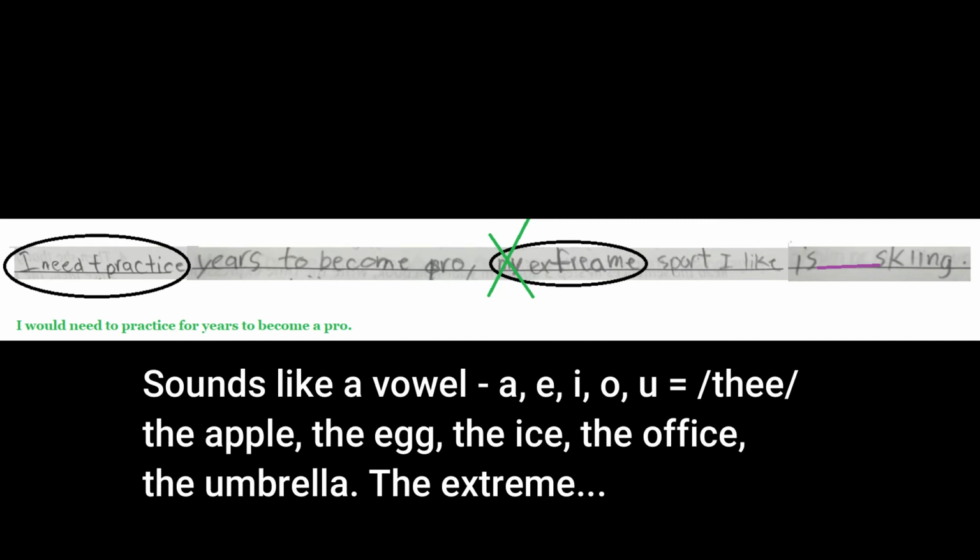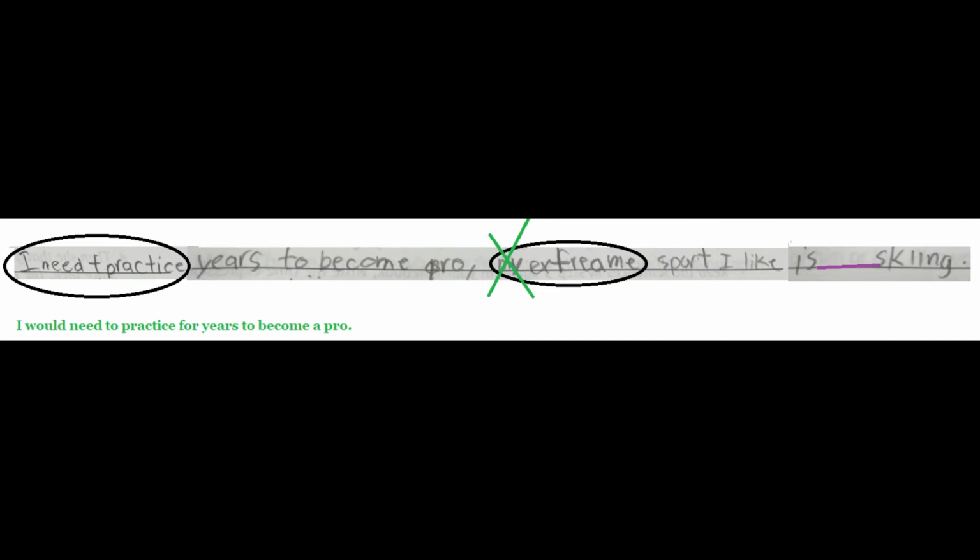But we're going to pronounce it with the extreme because, remember, when it sounds like a vowel, A-E-I-O-U, we say the. So let's say the extreme sport. The extreme sport I like is skiing. Now there's another error here. Do you see it?